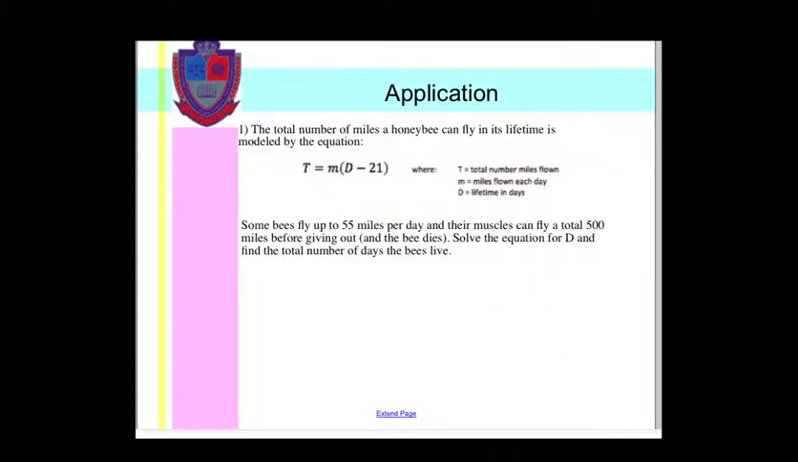How do we apply this? So really quick, it says the total number of miles that a honeybee can fly in its lifetime is modeled by the equation t equals m parentheses d minus 21. T is equal to the total time, m is the miles flown each day, and d is lifetime. So here's our question. Some bees can fly up to 55 miles per day, so that is m, and their muscle can take up to 500 miles before giving out. That's my t. Two things: solve the equation for d and find out how many days these bees can live.